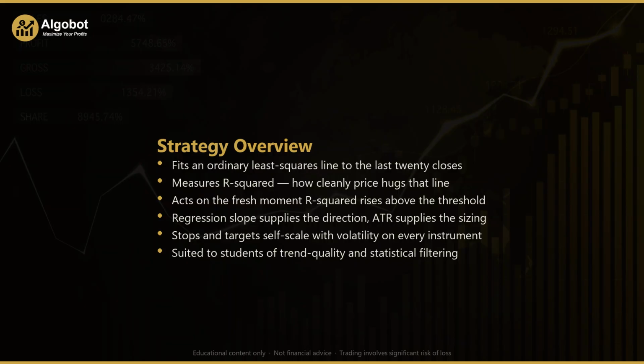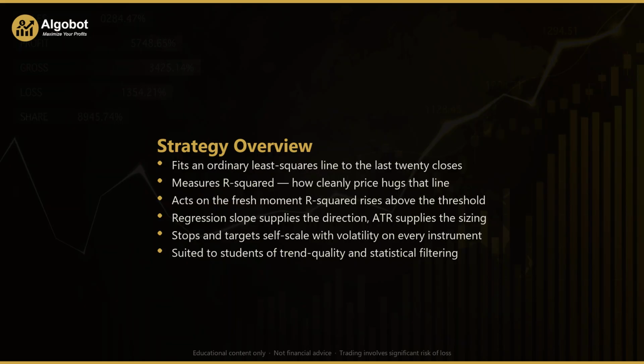The strategy's core idea is that the real edge lives in the transition. It doesn't want to enter a market that is already obviously trending, because by then much of the move may be behind us. Instead, it watches for the single bar where R² freshly climbs above a chosen threshold. That is the moment a market stops behaving randomly and organizes itself into a statistically clean line. Once that quality threshold is crossed, the regression slope tells it whether the clean line points up or down, and that decides long versus short.